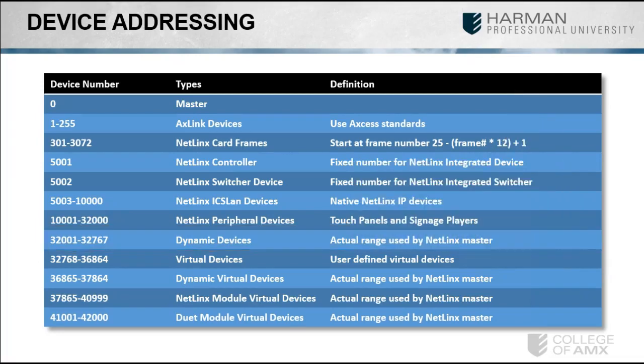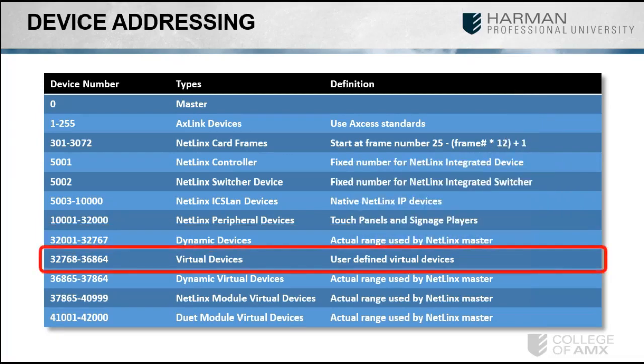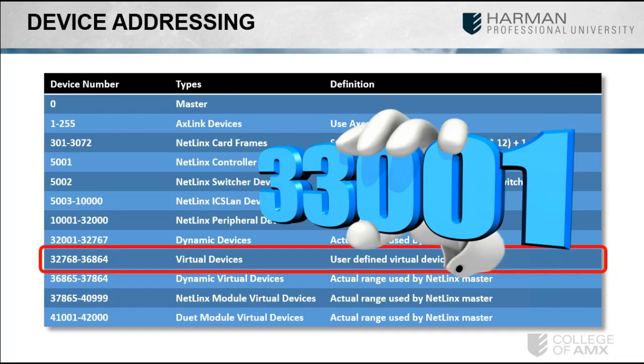From 32,768 to 36,864 are the user-defined NetLinx virtual devices. Please note here that standard practice amongst programmers is to start virtual devices at 33,001. Values between 32,768 and 33,000 are typically not used.